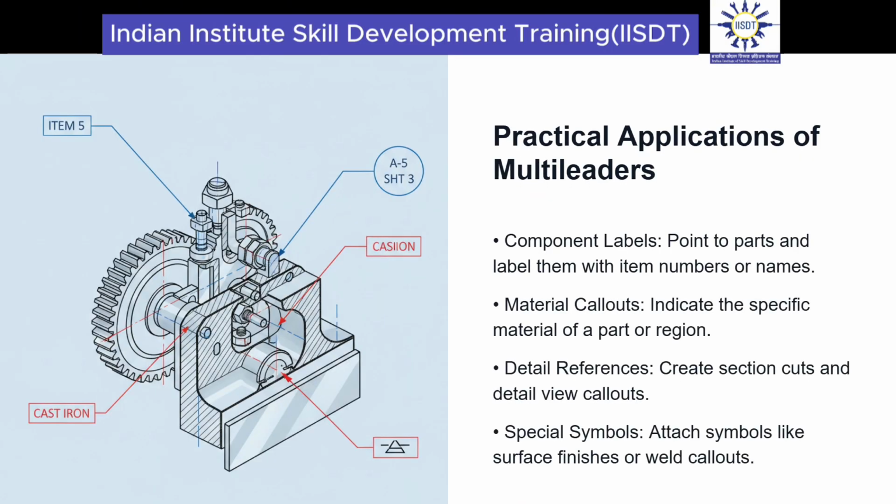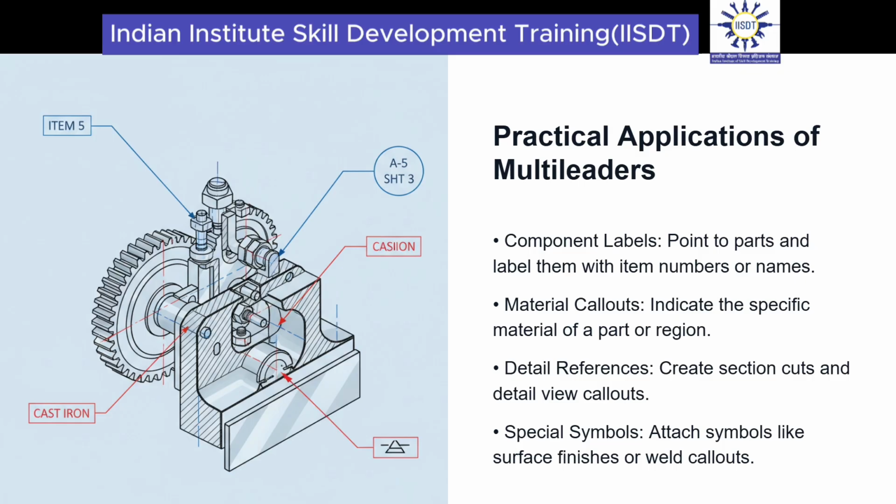With a solid understanding of how to create and customize them, let's explore where multi-leaders are used in the real world. Their versatility makes them indispensable across all disciplines. In mechanical design, they are constantly used for component labels in assembly drawings, pointing to a bolt, washer, or bracket and labeling it with an item number that corresponds to a parts list. Material callouts are another common use. A leader can point to a cross-sectioned area to specify the material, such as 6061-T6 aluminium.